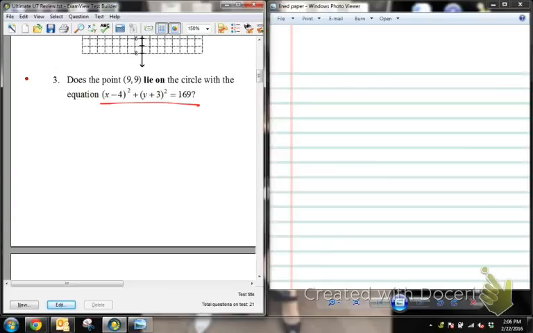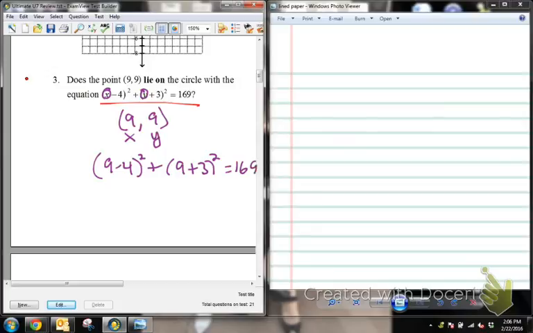You're checking it algebraically. So what you're doing is you're taking that point (9, 9). You're plugging this 9 in for x, this 9 in for y. So now when I go to the equation, instead of this x minus 4, it becomes (9 minus 4) squared. Plus, and then instead of this y, that becomes (9 plus 3) squared equals 169. In order of operations, I'm going to subtract inside, I get 5 squared plus, add inside, I get 12 squared. 5 squared is 25. 12 squared is 144.